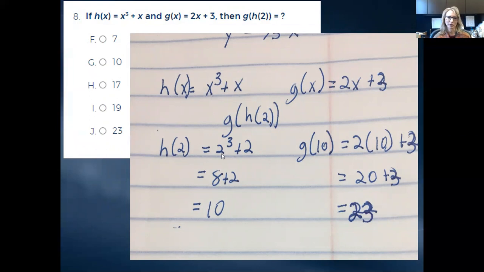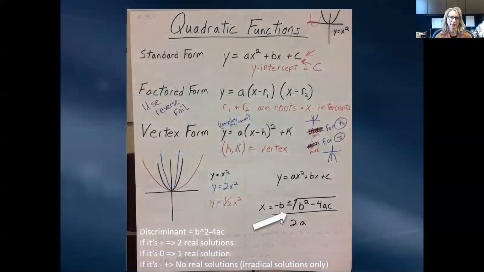So h of 2 equals 2 cubed plus 2, so it's 8 plus 2, so it's 10. Then we take that 10 that we got from h of 2 and we put that into the g function. So here's the g function, g of x equals 2x plus 3. We're going to put the 10 in there. It's going to be g of 10 equals 2 times 10 plus 3 equals 20 plus 3 equals 23. So the answer is J.